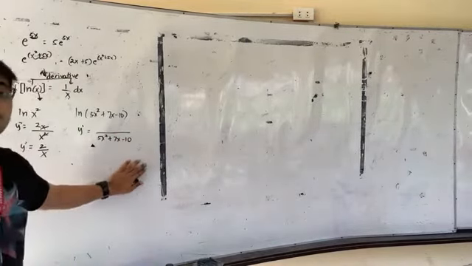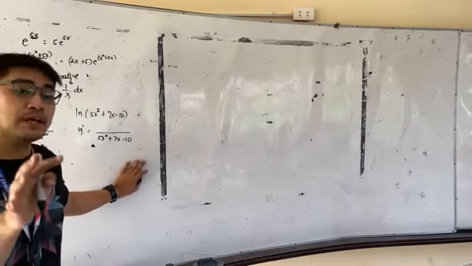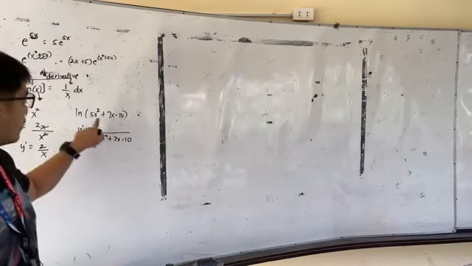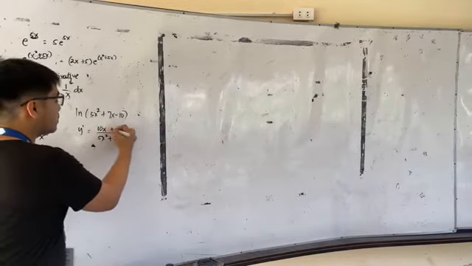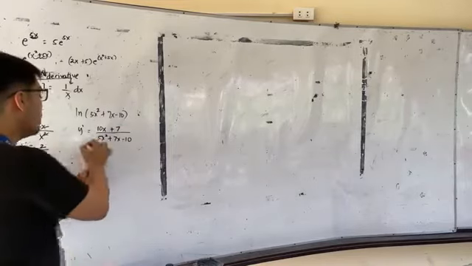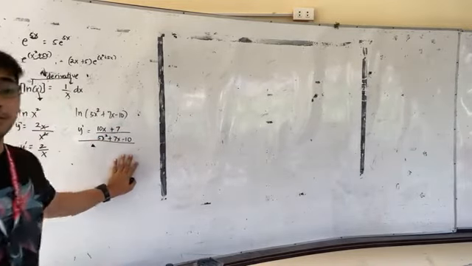And then, the numerator will serve as the derivative of the given. And what is the derivative of 5x squared? It becomes 10x plus 7. Therefore, this will be the derivative of our function.